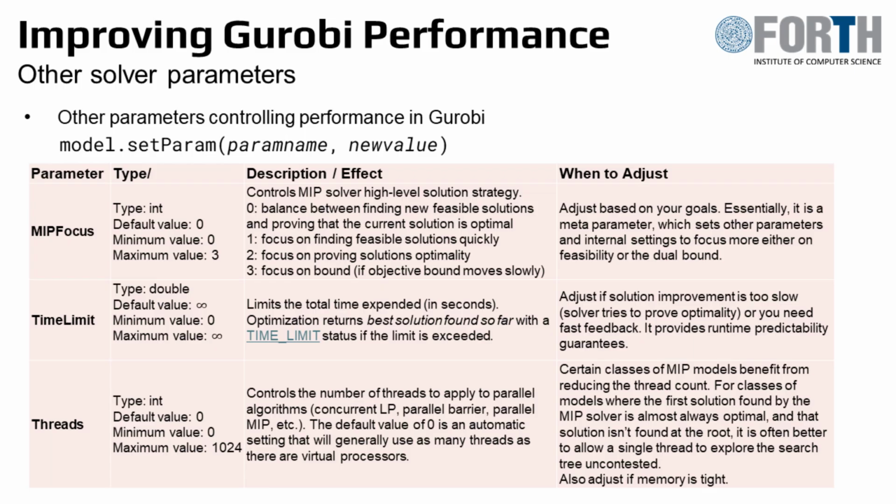Finally, threads controls the level of parallelism. By default, a value of 0 allows the solver to use as many threads as there are available logical processors. In many cases, this improves performance. However, parallelism is not always beneficial. Some classes of models benefit from fewer threads, especially when memory is limited or when the first high-quality solution is found deep in the search tree. In such cases, allowing a single thread to explore the tree without contention can sometimes be more stable.